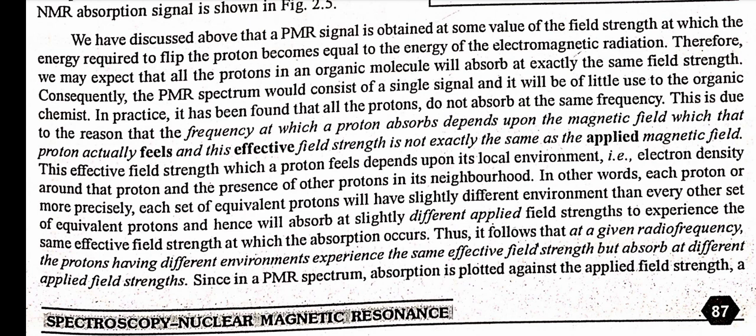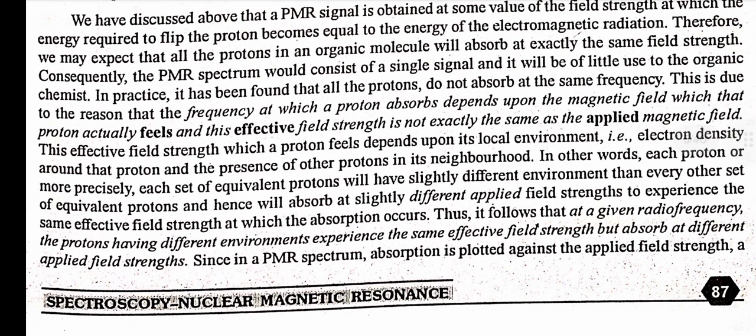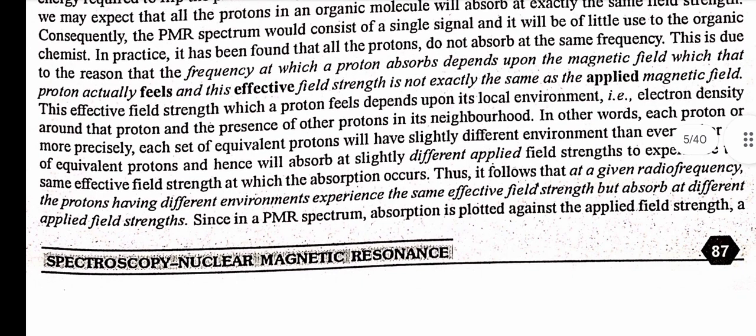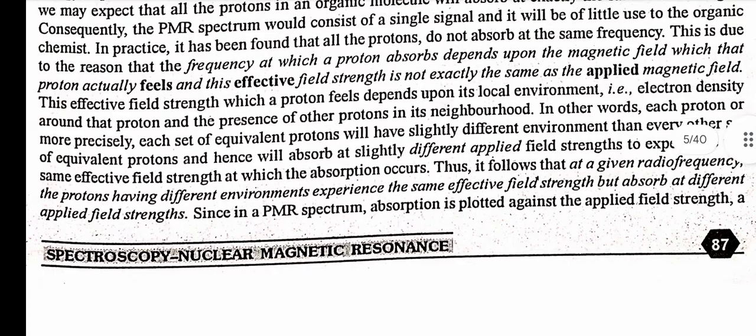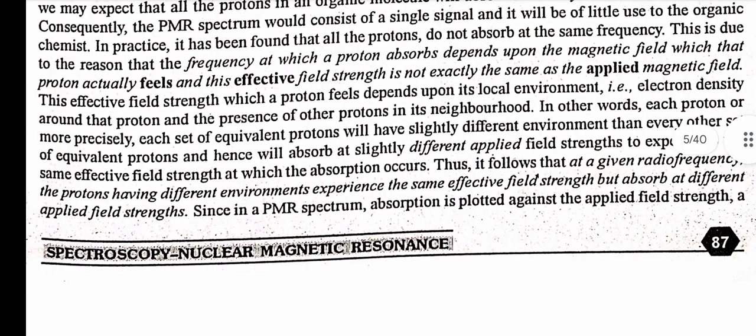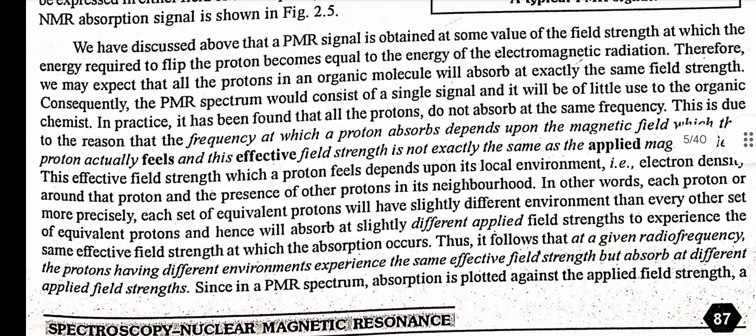This is because the frequency at which a proton absorbs depends upon the magnetic field which that proton actually feels, and the effective field strength is not exactly the same as the applied magnetic field. This effective field strength depends upon the proton's local environment, the electron density around that proton, and the presence of other protons in its neighborhood. In other words, each set of equivalent protons will have a slightly different environment than every other set of equivalent protons, and hence will absorb at slightly different applied field strengths to experience the same effective field strength at which the absorption occurs.